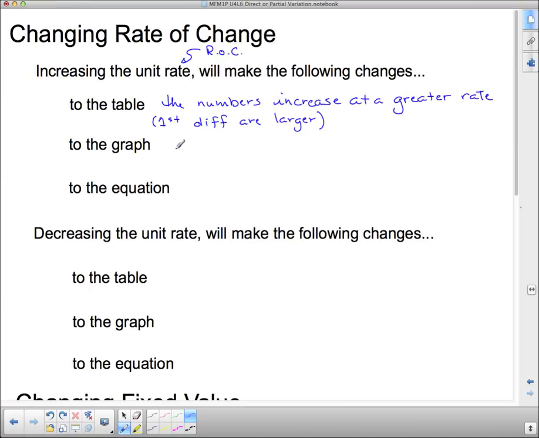Now the graph, the line is steeper. And to the equation, we used to have C equals 80 plus 30N, and it would change into C equals 80 plus 40N is what we have when we changed the rate of change. So this number in front of the variable gets bigger.